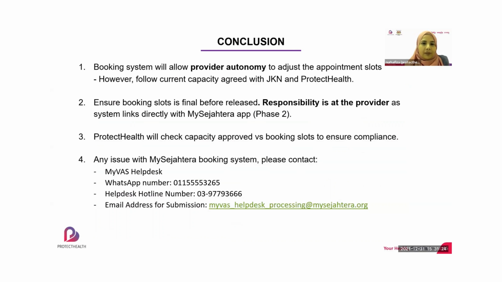So for the final take-home message: the booking system will allow provider autonomy to adjust the appointment slots. You can change your break time and all that. However, follow your current capacity agreed with JKN and Protect Health, and ensure the booking slots are final before release, and the responsibility is on the provider once the system links directly with the Mysejahtera app, which is in phase 2. Protect Health will check the capacity approved versus booking slots to ensure compliance.